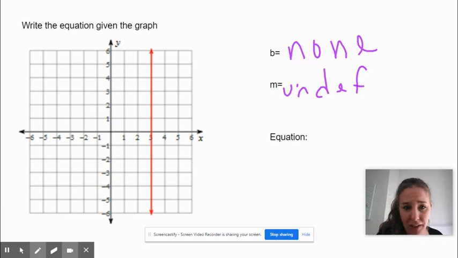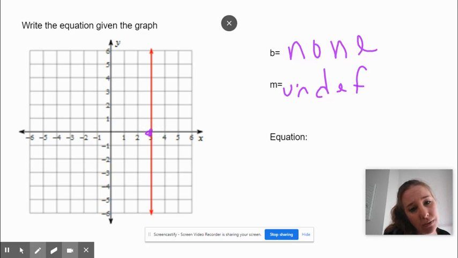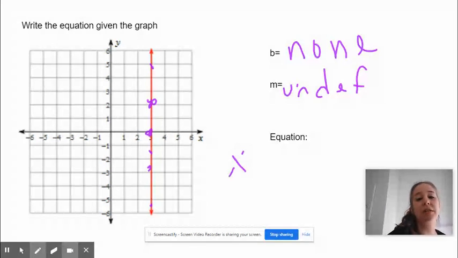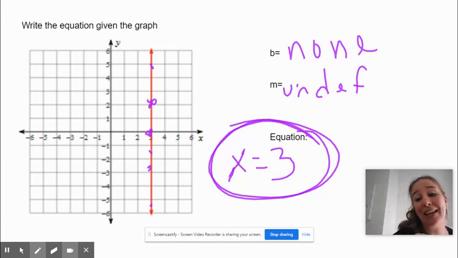What I can tell you, here on the line, my x value is 3. Here, my x value is 3. My x value is 3, my x value is 3, my x value is 3. Awesome. So x is always 3. No matter what is going on, x is equal to 3. So when you have an undefined line like that, you just find where it is on the x-axis and say x equals 3, and that is the equation of that line.